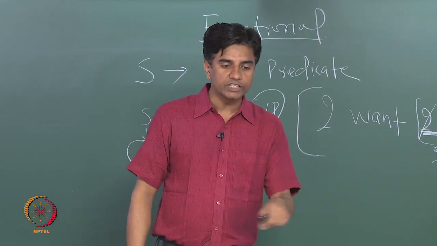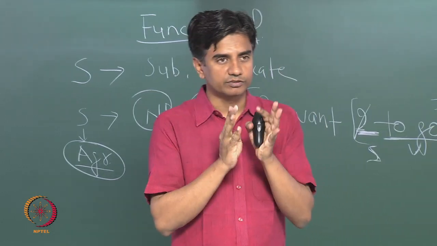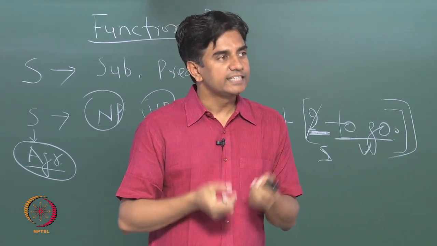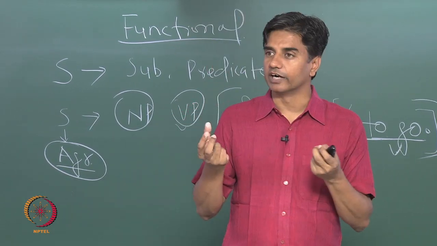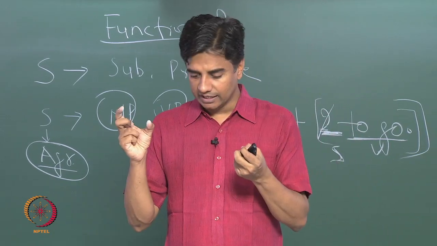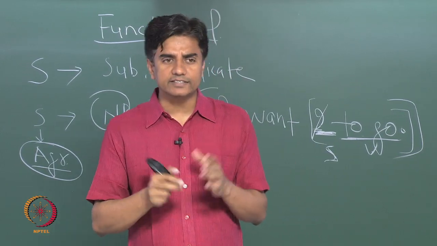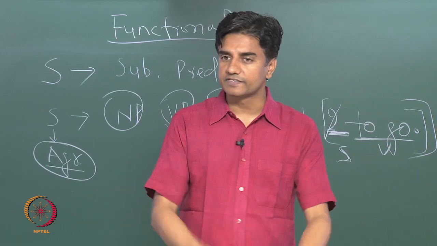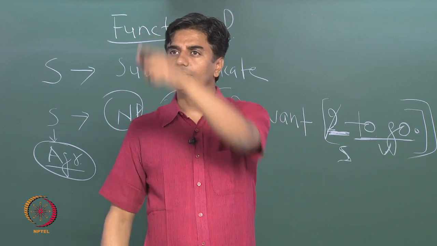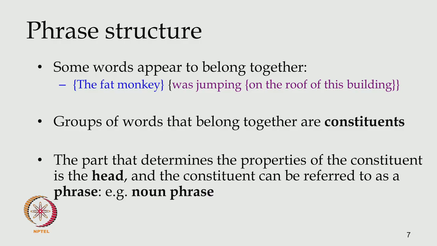So, through this we are looking at the following point, that several words in a sentence seem to form a group, okay? And groups of words are called constituents, okay? That is simply to say, they are forming one cluster, and that's easy to see. Like you have seen the student of physics, in this sentence, the fat monkey was jumping on the roof of this building, right?